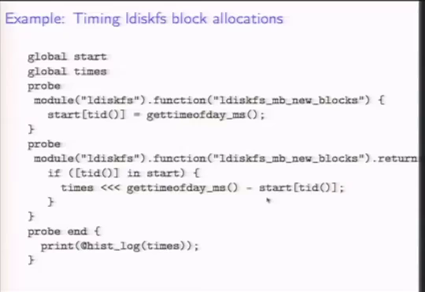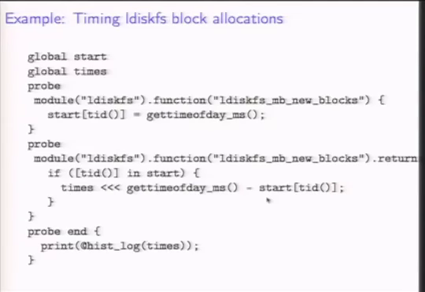So SystemTap will normally infer the type of variables, so you don't have to declare them, but with aggregate types you do. So we'll store start times, and then the times variable will be a statistical aggregate that will let us calculate things like a histogram or count, min, max.